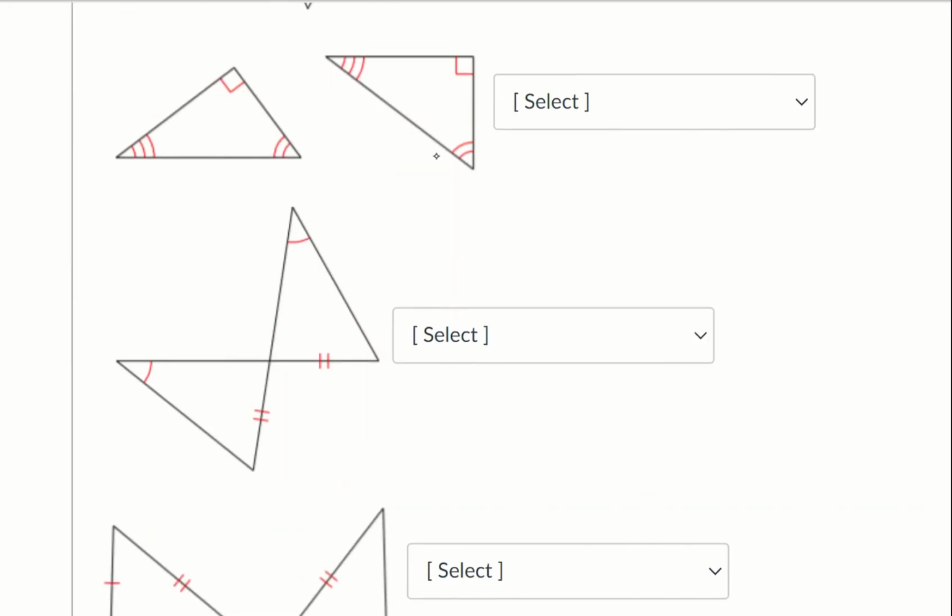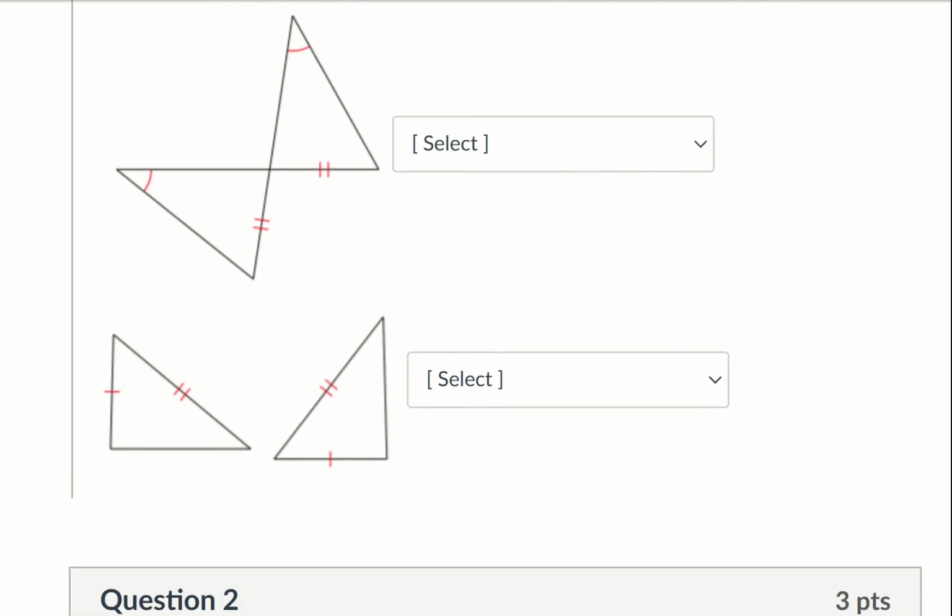All right, this one we have an angle corresponding to this angle, an angle corresponding to this angle, and an angle corresponding to this angle. And so this is angle, angle, angle, but we know that we cannot determine congruence. These are not congruent based off of this. You can't use angle, angle, angle. So it can't be determined based off of this information.